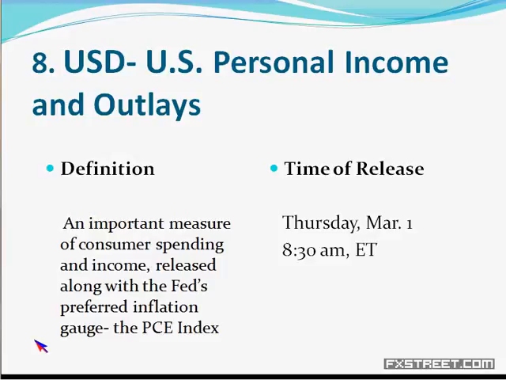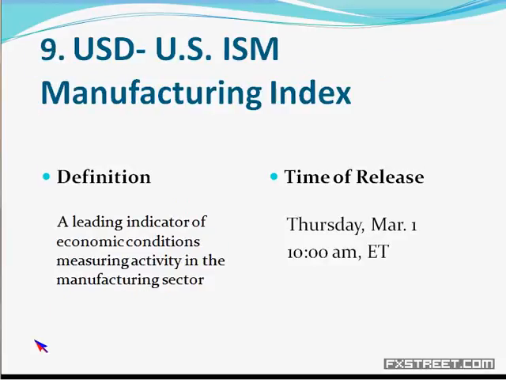That could be another positive U.S. economic report on Thursday. And following that report, we'll see the U.S. Institute for Supply Management Manufacturing Index, which is the leading indicator of economic conditions in the U.S. manufacturing sector. The report is expected to show another month of growth in U.S. manufacturing, with a reading of 54.7 from 54.1 in the previous month.